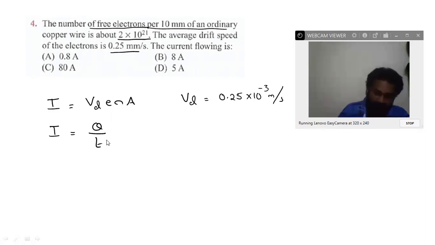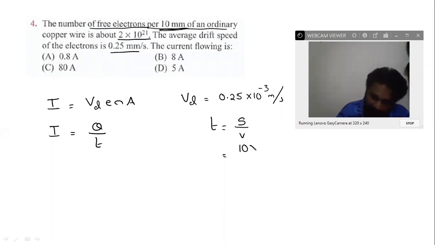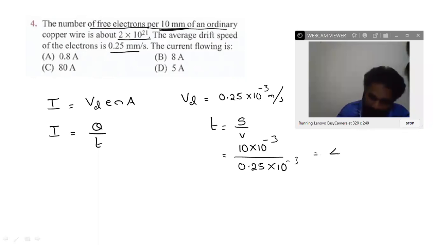If we need to do Q by T, then we will have to find the time T. So time T is what? S by V, that is distance by velocity. Here we know the distance actually, the number of electrons per 10 millimeter. So if we consider 10 millimeter, 10 into 10 raised to minus 3, divided by the drift velocity 0.25 into 10 raised to minus 3, we'll be getting 40 seconds.